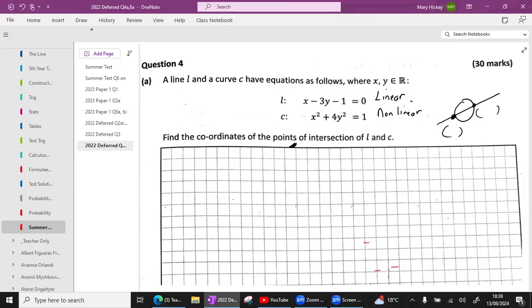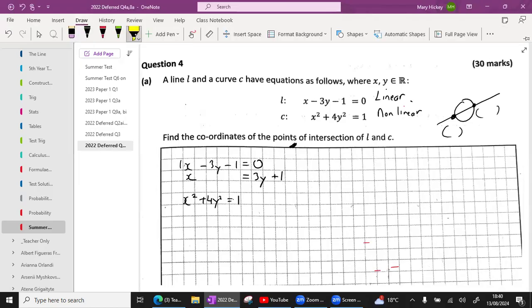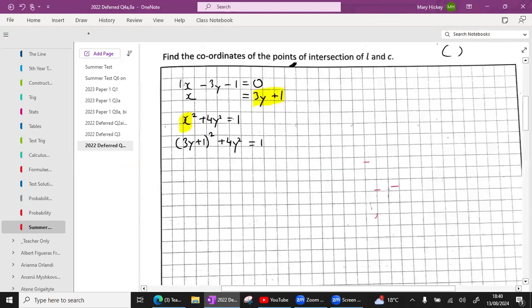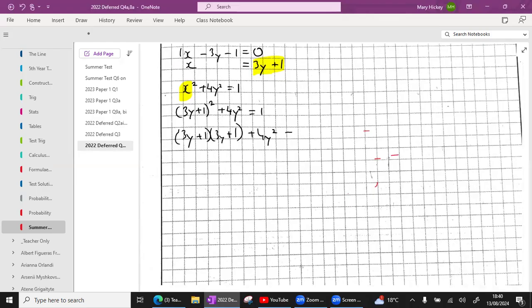Now, how do we do it when it's a linear and a non-linear? Well, we rearrange the linear and we put it into the non-linear. So pick the easiest rearrangement. It doesn't matter whether you rearrange for X or Y, but because X is just a 1, I think it's easier to plus 1. So what I'm going to do now is I replace it with that. So this is 1. Now this is 1. You still have your 4y squared equals 1.